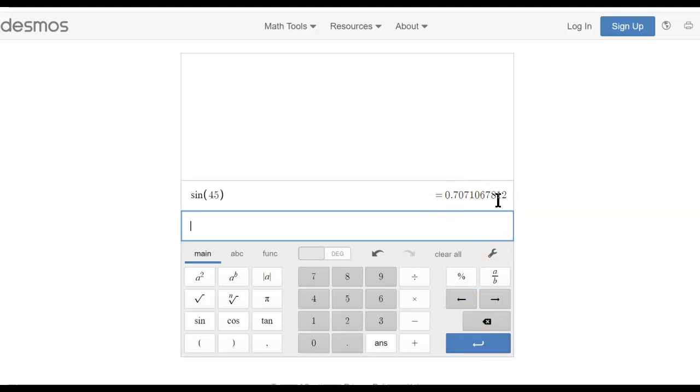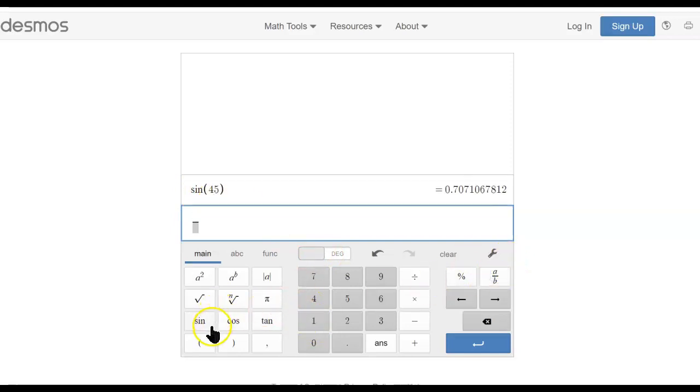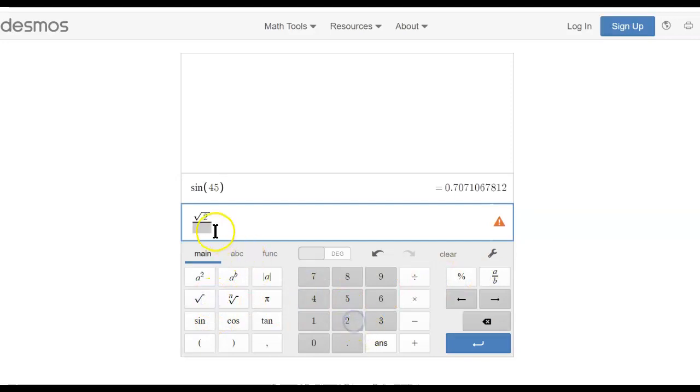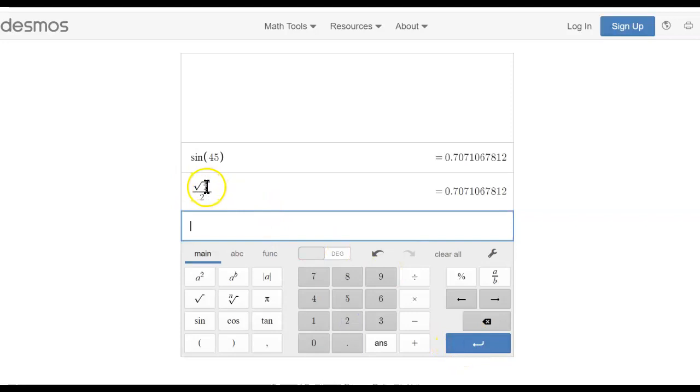Now, in class, we've been talking about the exact answers. The exact value for the sine of 45 degrees is the square root of 2 divided by 2. Entering that fraction, I can see that the decimal versions are the same. When I have the decimal version, that is called the approximate answer.